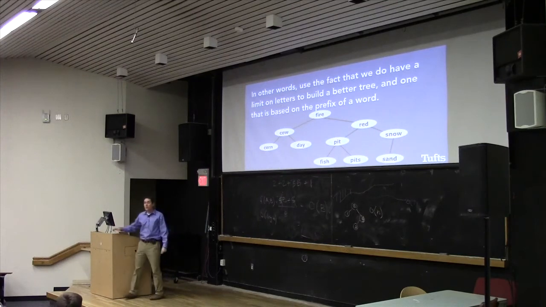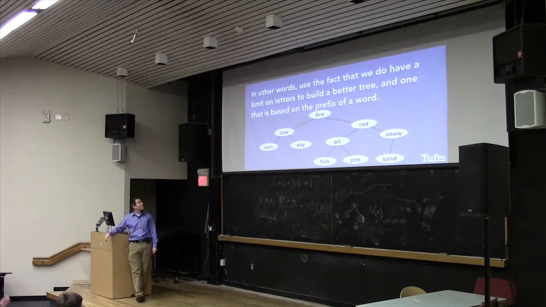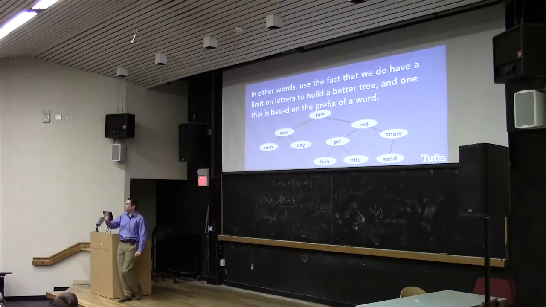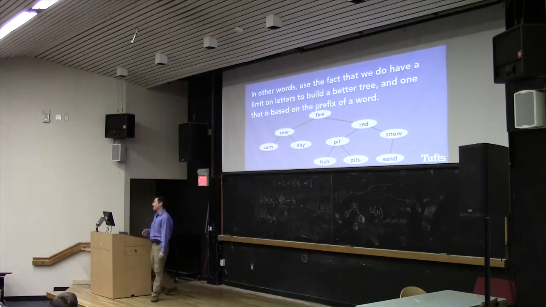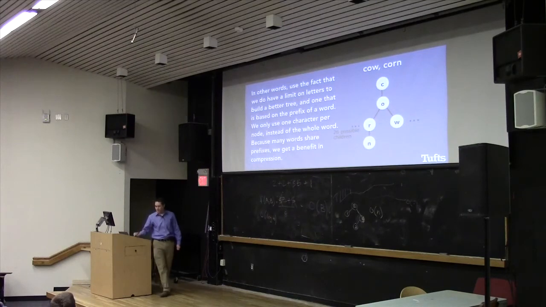In other words, we're going to use the fact that we do have a limit on those letters to build a better tree, and one that's based on just that prefix. And that's what these tries are all about, these things that we're slowly building up to here. Probably a little too slowly. Okay? What if we did it like this?